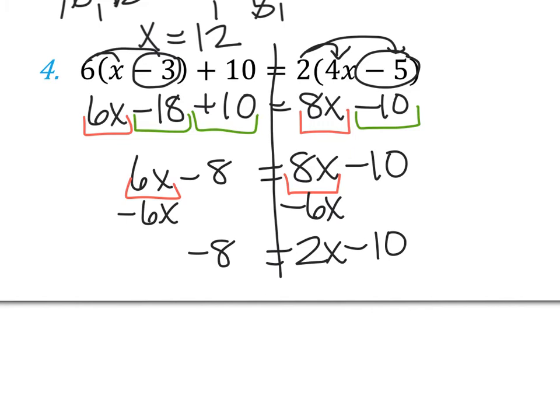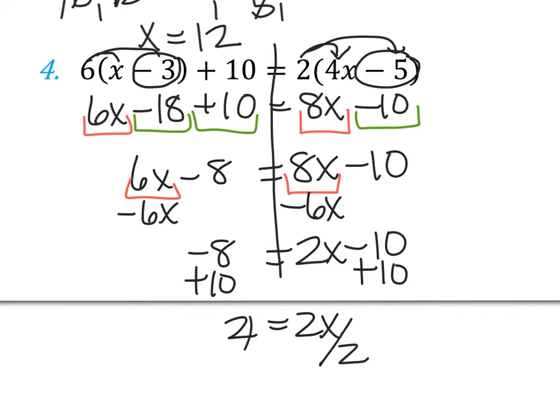So now I see my two-step problem. I have a minus 10, so I'm going to add 10 to both sides, and I get 2 equals 2x. And my last step is to divide by 2, x equals 1.